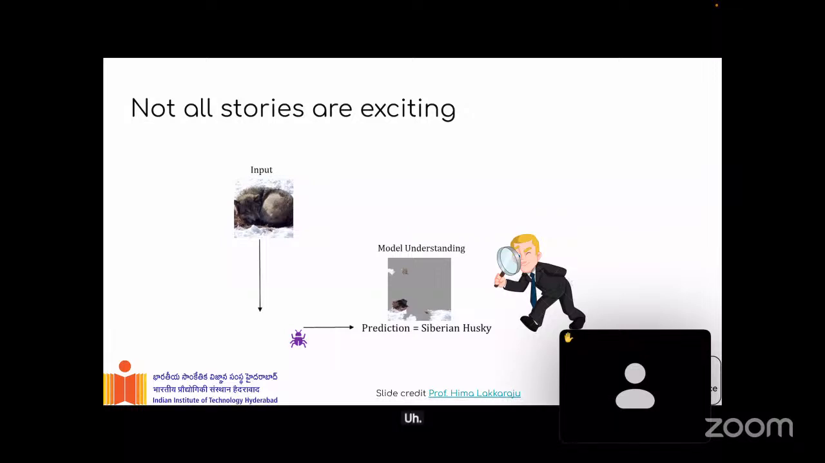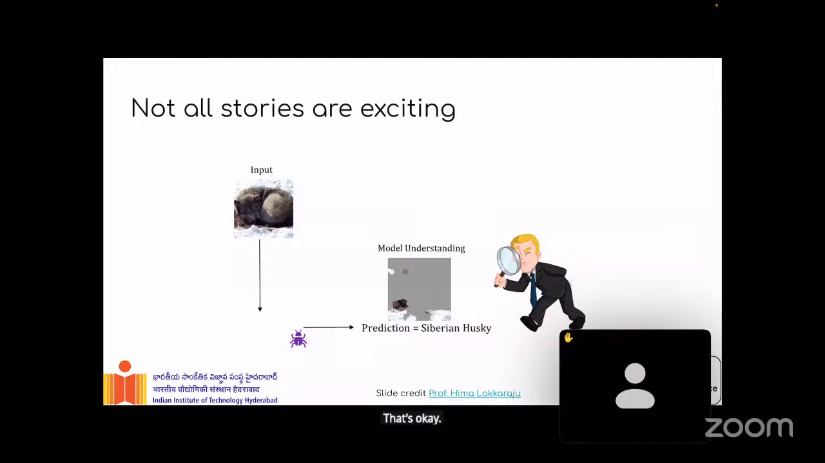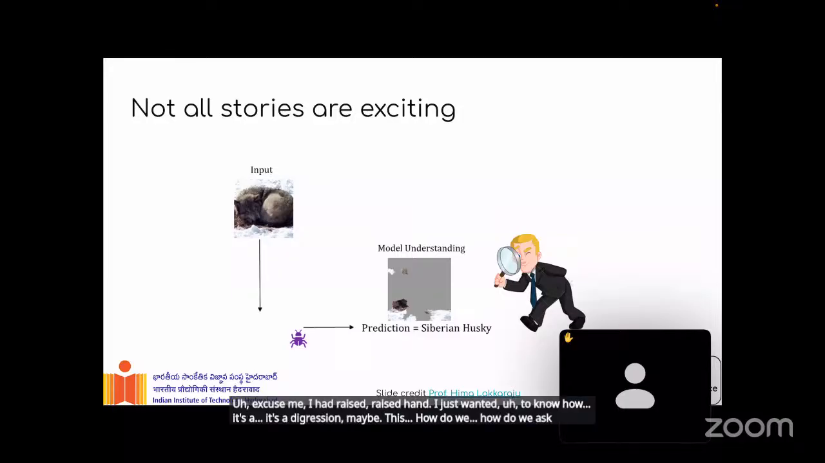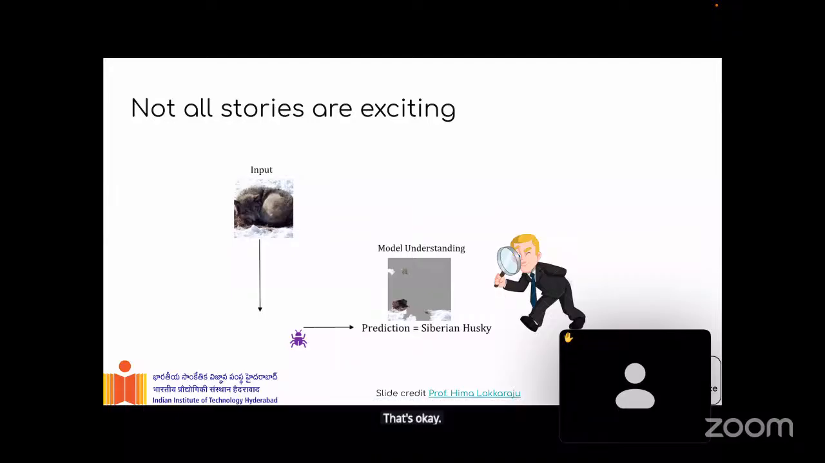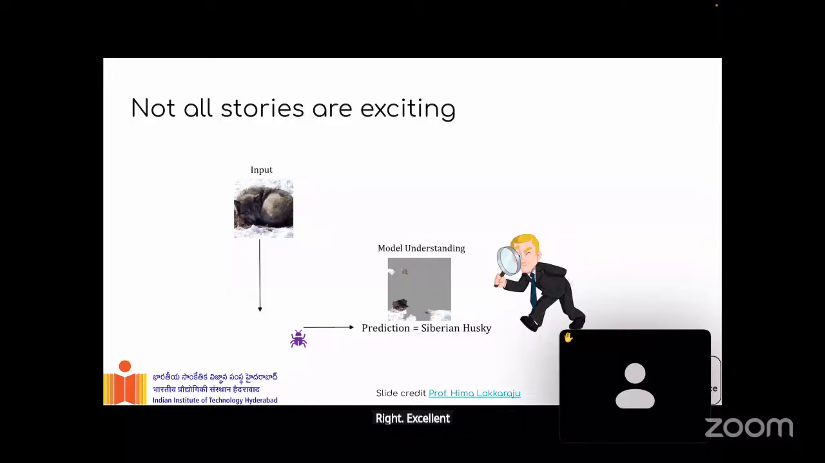Maybe somebody unmuted. Okay. So now the question is, how do you go and correct? Yes, please go ahead. I just wanted to know, maybe it's a digression, how do we ask the model how it understood? How did we dig out this part, how it distinguished between Siberian Husky and others? That we will discuss in the second part.